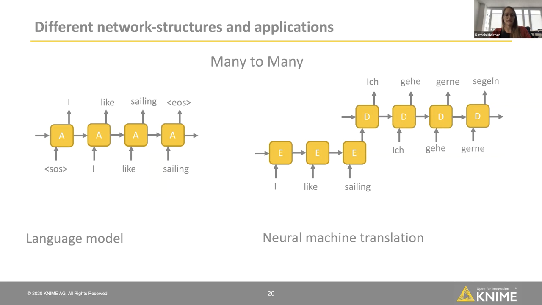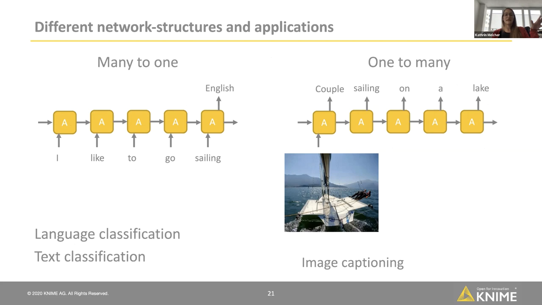Other options are to train recurrent neural networks in a many-to-one way or in a one-to-many. This means if you train many-to-one, then we have an input sequence as input, but we produce only one output. Here, example use cases are language classification or text classification. And an example for one-to-many would be image captioning, where we have one image as input, and then we start generating a sequence as output.